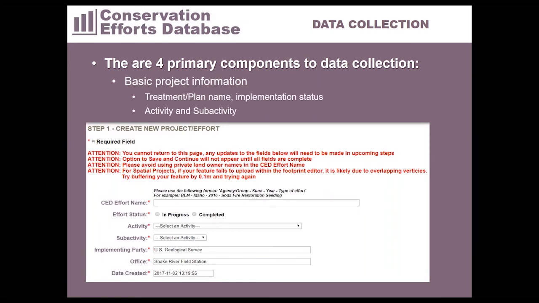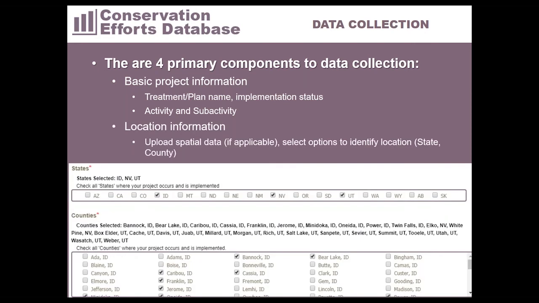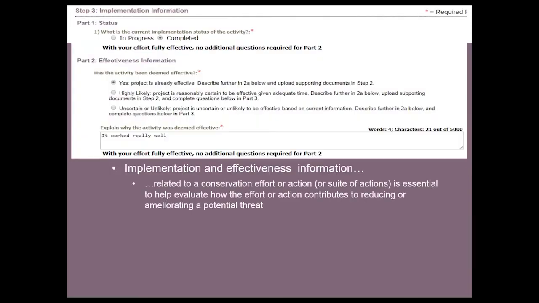Again, kind of showing you some of this information. We've got the basic project information here, as you can see. And if you see a red star, of course, those fields are required. Some of this information is tied to the user's profile. Again, that location information, once the shapefile or spatial information is uploaded, you'll see that the intersecting layers underneath are identified. Again, that implementation and effectiveness information is thus, is it in progress or completed?